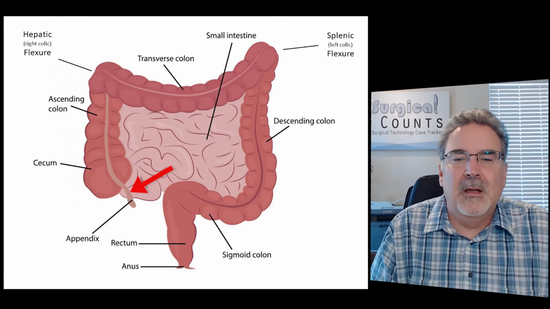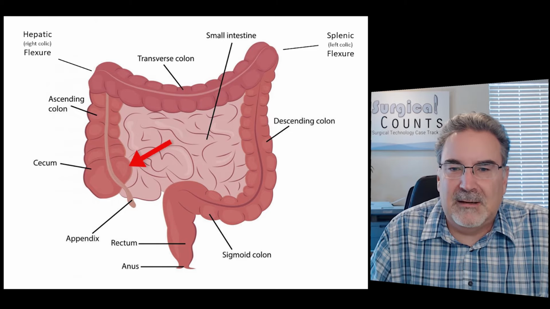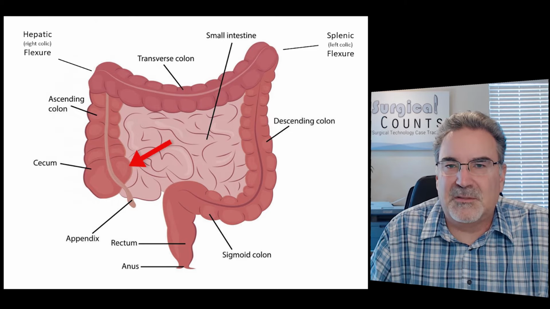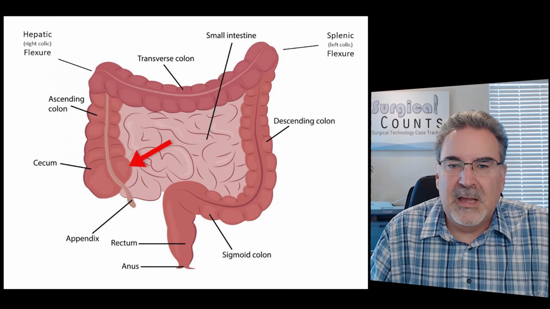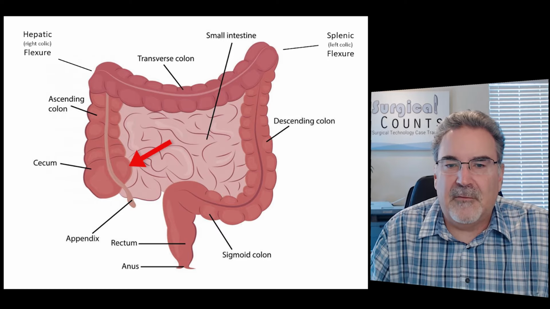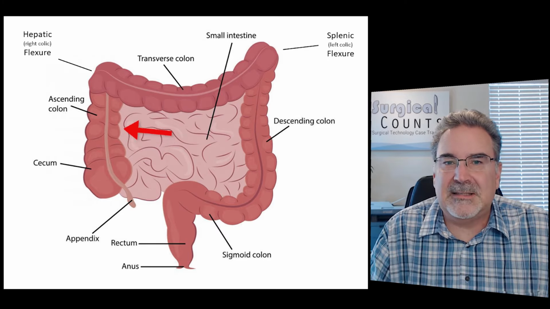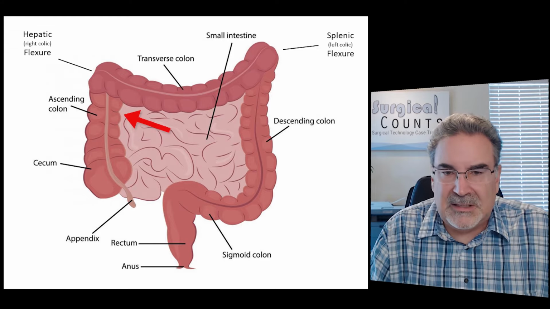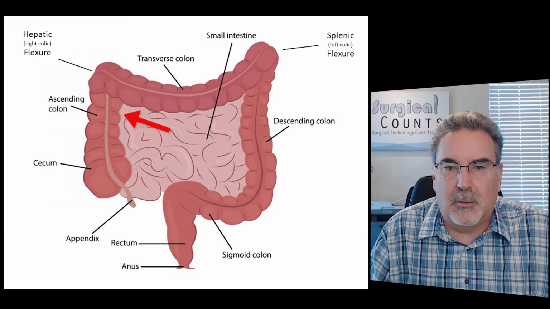All right? So leading from the appendix and leading from the ileum of the small intestine, both of these lead into the cecum, which is this very first bulge in the large intestine. The first bulge here is called the cecum, and that's where the contents of the large intestine begin their journey. From there, they move up the large intestine. This is called the ascending colon. It makes sense. You're ascending, you're going up this part of the colon.